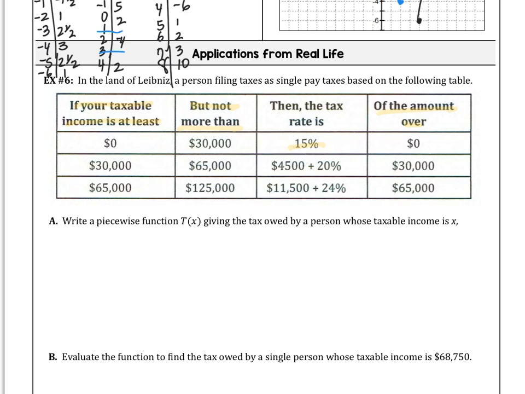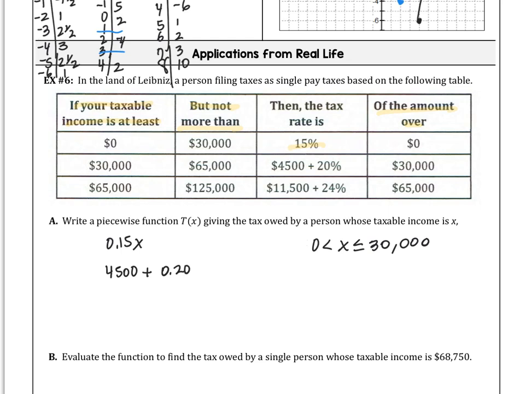Okay, so let's write this down. Write a piecewise function, giving the tax owed by a person whose taxable income is X. All right, so the first one is just 15%. So remember, you got to change it to a decimal. So that one's not bad. That's for any X, basically X is between 0, I should say, even though we know that's true, and 30,000.